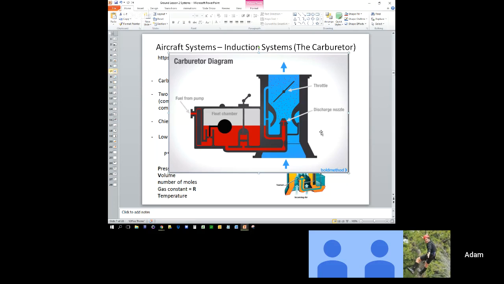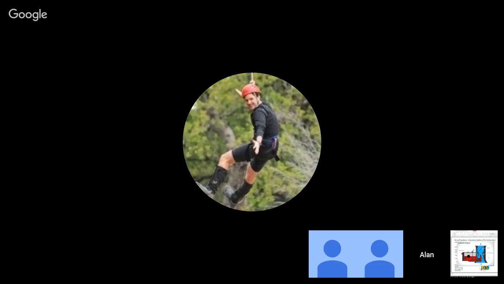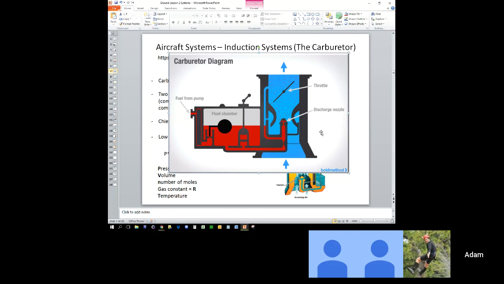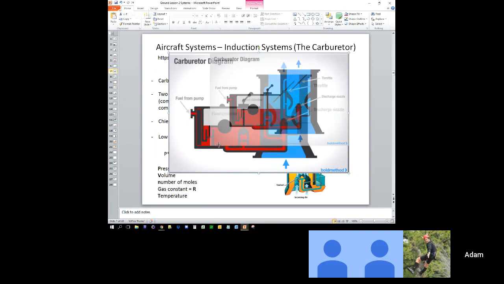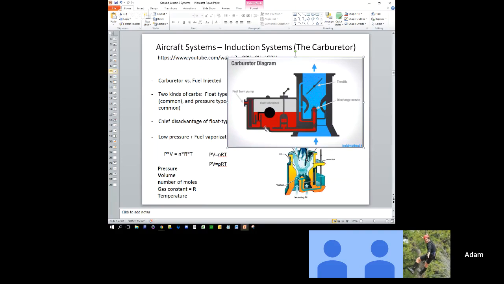So it simply works on gravity. It's calibrated, and then it works on gravity to feed fuel into the nozzle. The pressure carburetor doesn't utilize a float. Instead, it utilizes a fuel pump that's driven by the engine. That's as much as I'll say about that, because you probably won't run across it. You're not going to be asked about it on your tests, but if you're asked about the differences, just know that the pressure type is utilizing a fuel pump instead of a float.